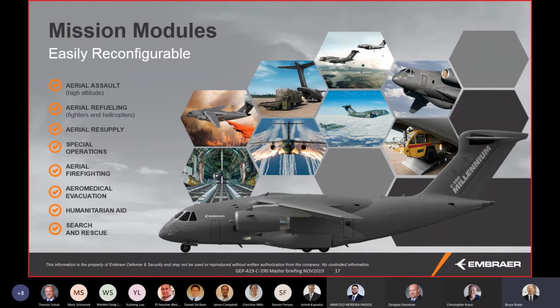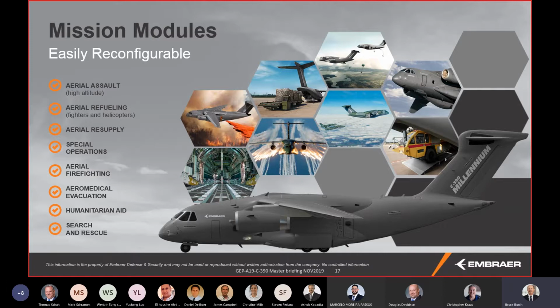Aerial resupply, airdrop. We can do a variety of missions with that. There's all kinds of special operations forces missions that the airplane is capable of doing. Some of those capabilities are not designed into the airplane yet, but we can certainly do it. Aerial firefighting has always been envisioned as a mission for this airplane, and we are actually working on the integration of, if you're familiar with it, the MASS-2 system for one of our customers today.